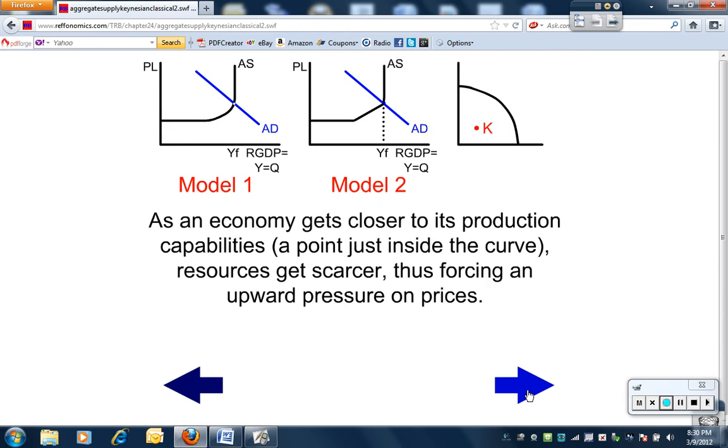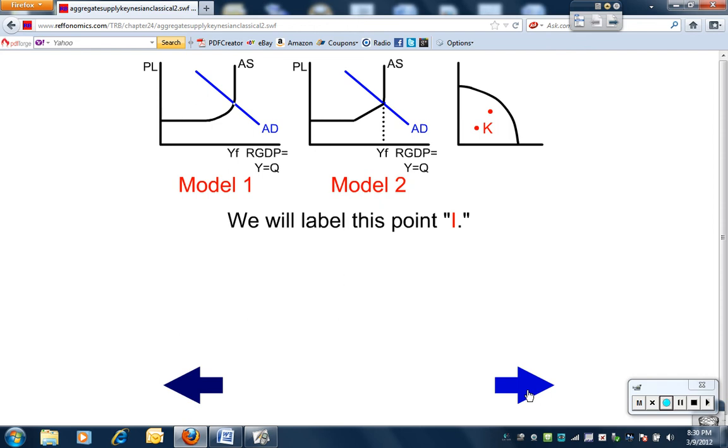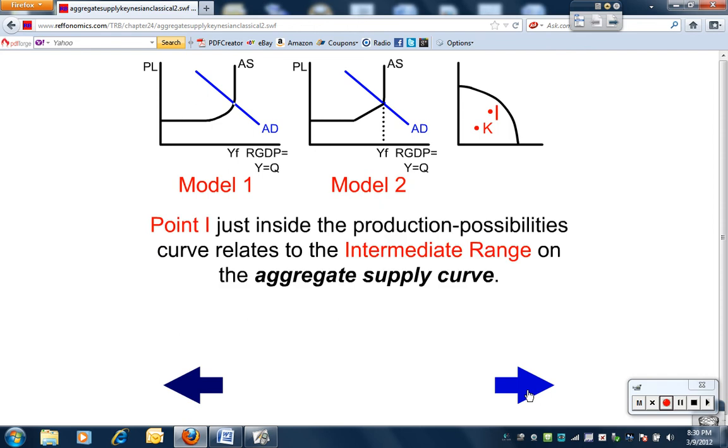As we get closer to our capability, our production possibility frontier, if you will, and resources get scarcer, it forces upward pressure on prices and gets us to a point where we're getting closer and closer to this curve. We'll label this point I on the PPF. Point I is just inside the PPC. This relates directly to the intermediate range of the aggregate supply curve.